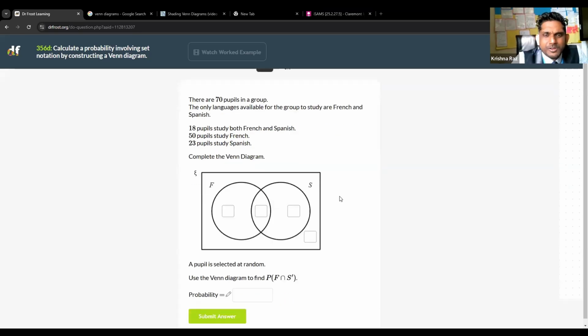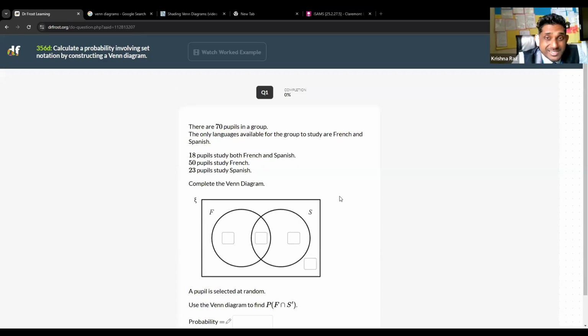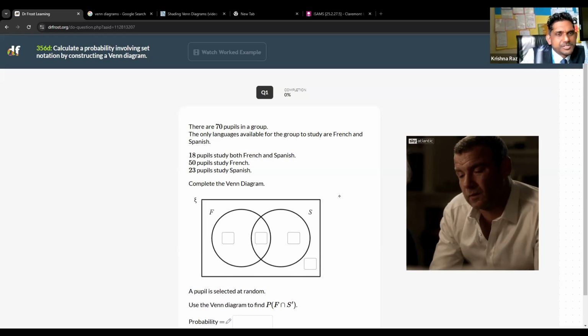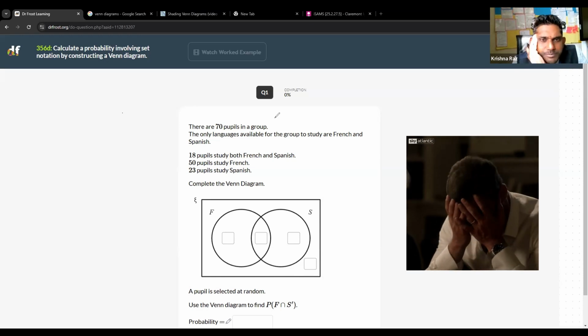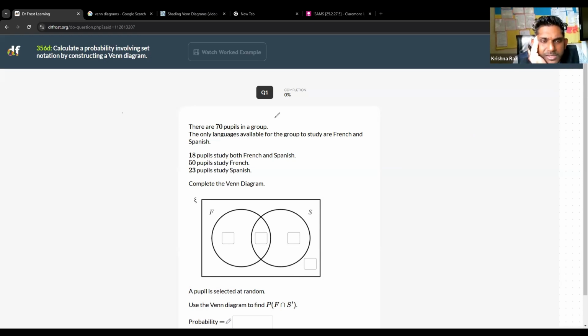Hey guys, so today we're going to look at filling in Venn diagrams in these sorts of exam questions. Algebra is your friend in these. So if we read it, there are 70 pupils in a group. The only languages available for the group to study are French and Spanish, which is clear from the Venn diagram. So this 70 means all these numbers need to add up to 70. So that's the first thing.